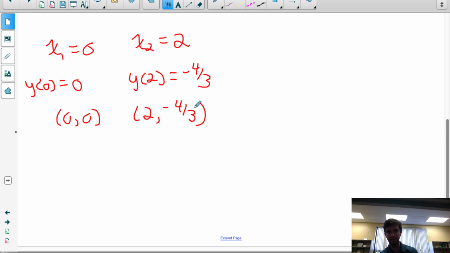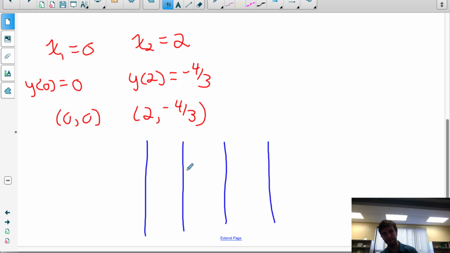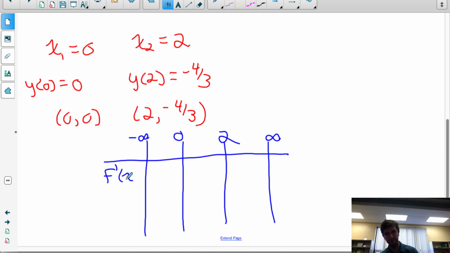So let's go ahead and check and see which of these scenarios we might possibly have by doing the first derivative test. Remember the first derivative test? We need to set up a table and choose our test points around the critical numbers. So negative infinity, 0, 2, and infinity. And then I'm going to check what's the value of the first derivative in each of those intervals, and what does that tell me about the original function.